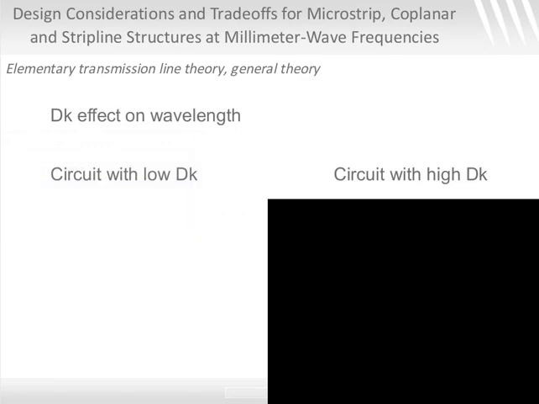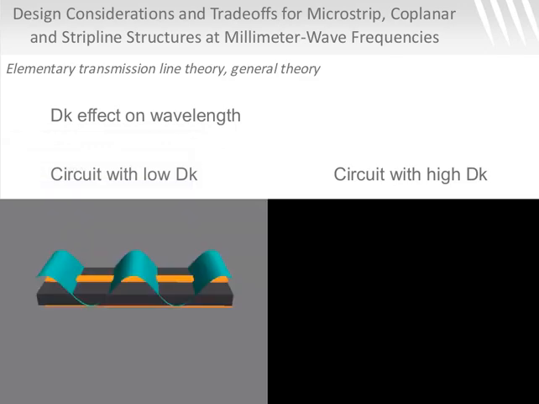My animation didn't work very well, so you're going to have to use your imagination here. But really what I was trying to show is a circuit with a low dielectric constant has a shorter wavelength and a faster wave propagation, and the exact same circuit with a higher dielectric constant material would have a shorter wavelength and slower wave propagation.